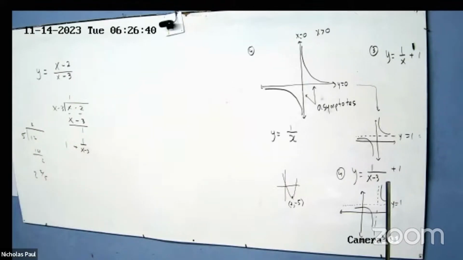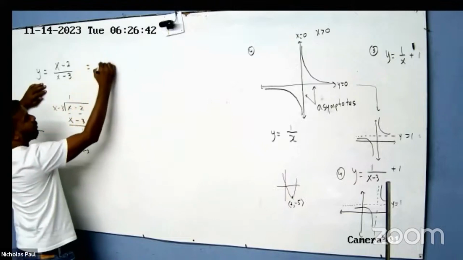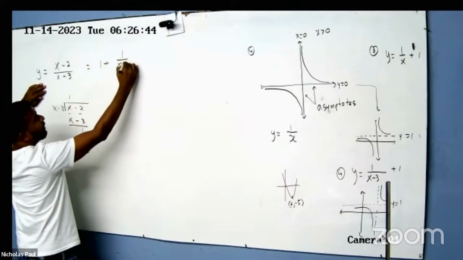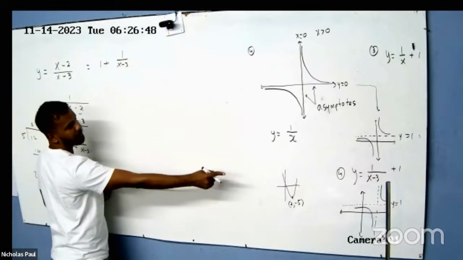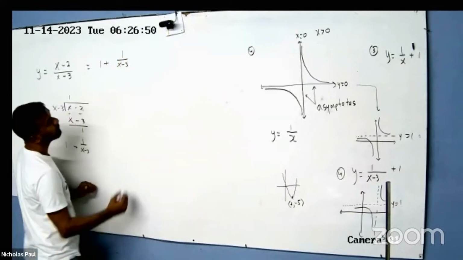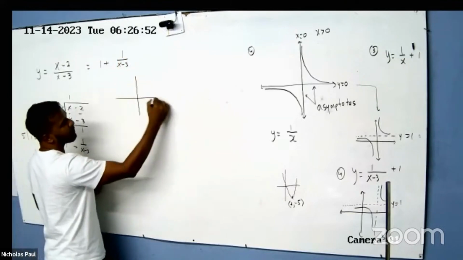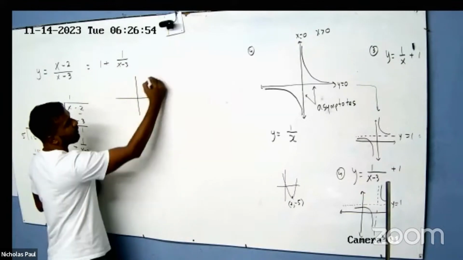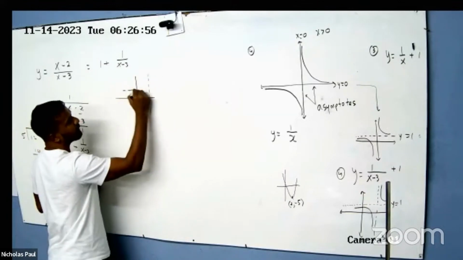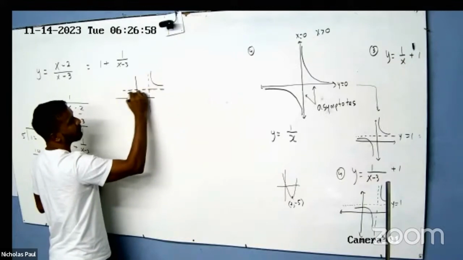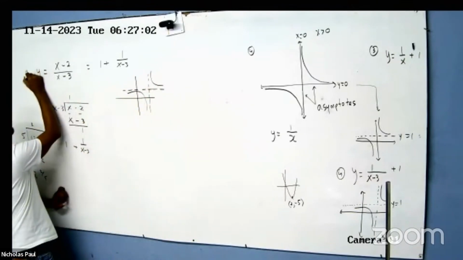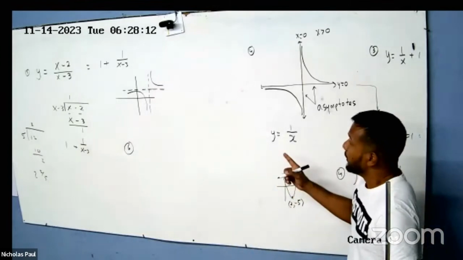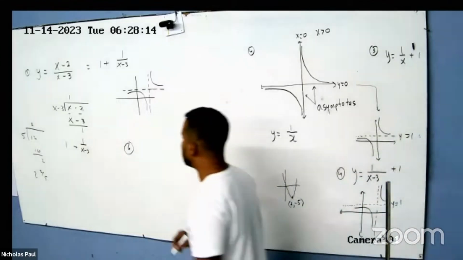So now what this really is is 1 plus 1 over x minus 3. And this is the graph that we have here. That's this graph here. You shift to the right 3, upwards 1. And it looks like that. All right, that's number 5. So that's that. Let's do one more now, please.